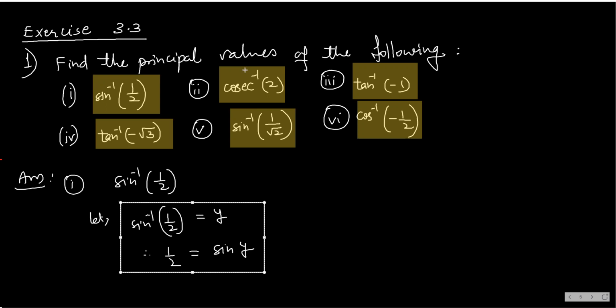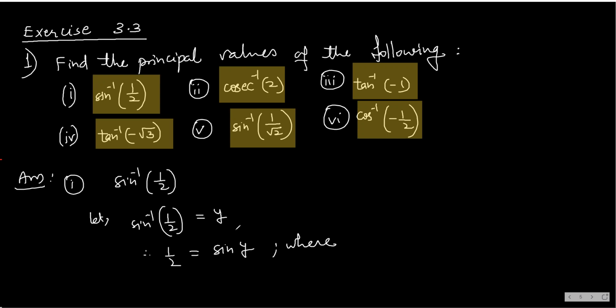Now remember, the moment you wrote this, what are you doing? You are defining the inverse function. So you will immediately write, where you wrote sine inverse of 1 by 2 as y, where y is greater than or equal to minus pi by 2, and less than or equal to pi by 2. You understand? So now you have sine y as 1 by 2. So this implies what?